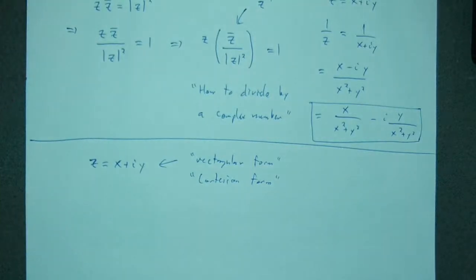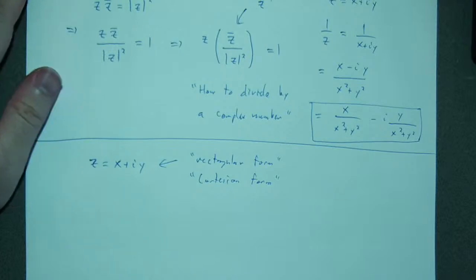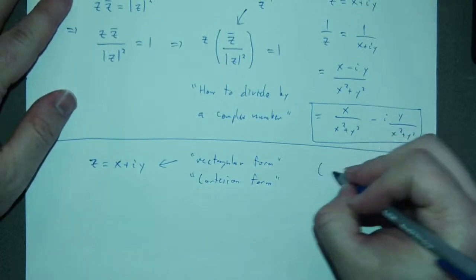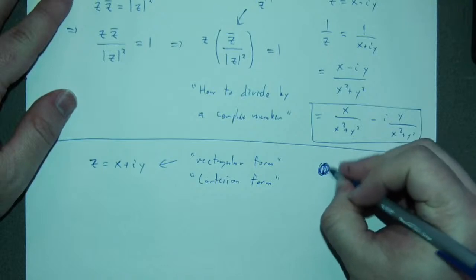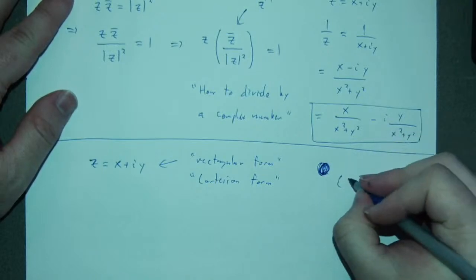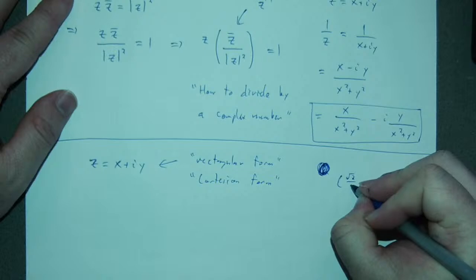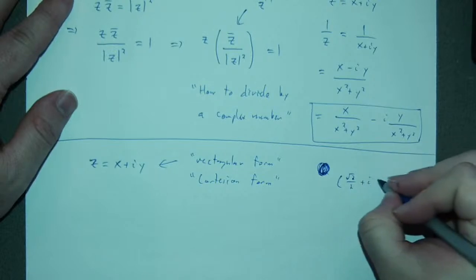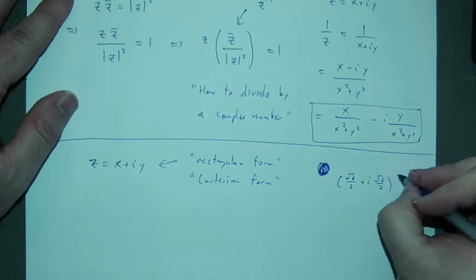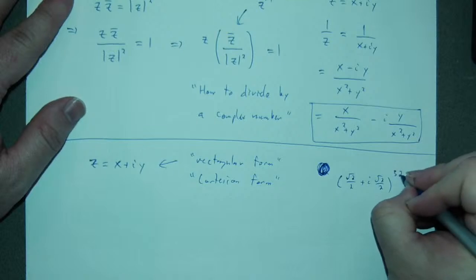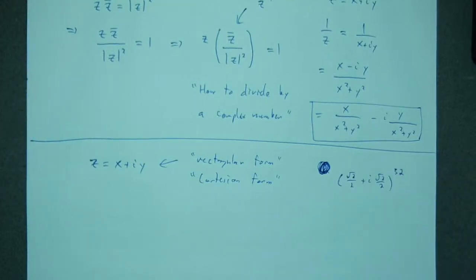This is typically the form you think of a complex number as being in. It is perfectly fine to do all the algebra you want to do, but it doesn't behave as well with products, or I should say exponents specifically. So if I wanted to do something like, say, square root of 2 over 2 plus i square root of 2 over 2 raised to the 32nd power, right? How would I do that?